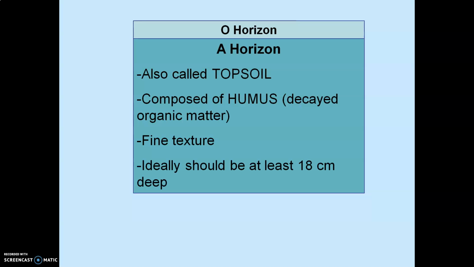Now, ideally, this horizon should be at least 18 centimeters deep, more depending on what it is that you're growing. This is where we plant all the seeds. This is the horizon that all the plants are going to get most of their nutrients from. So it really does need to be about 6 inches or 18 centimeters deep.